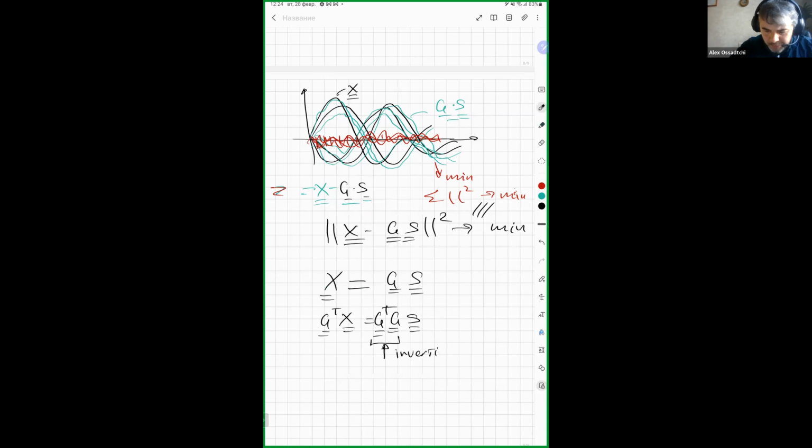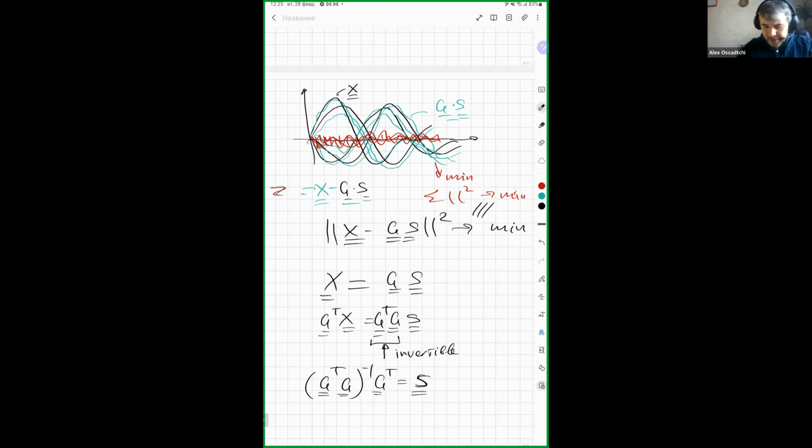If it's not invertible, there are always tricks, but we just ignore them for now. And then you multiply both sides on the left by the inverse of this guy, G transpose G inverse. G transpose G will be invertible in this case because we have only two dipoles. So G is equal, if you multiply by the inverse on the left, this guy will be identity here. So it will be S, right?